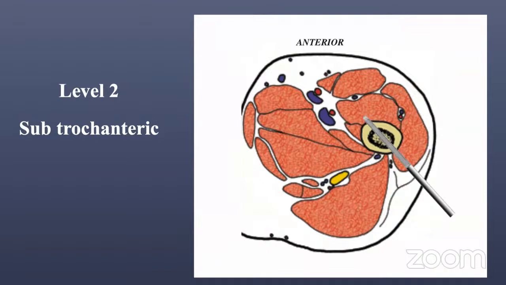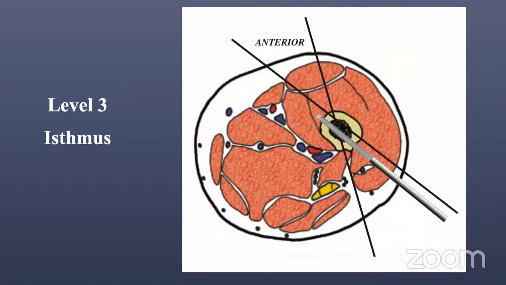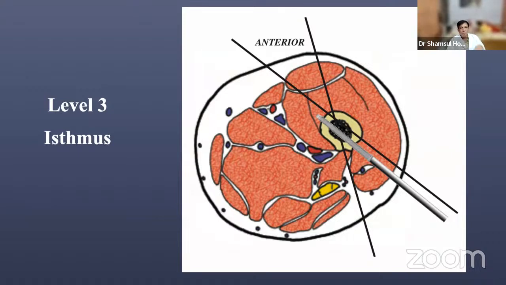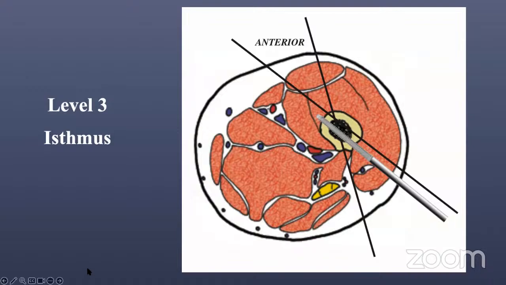Level 2 is that of the subtrochanteric area, and this area can accommodate 1 half pin, again starting posterolaterally and directed anteromedially, and remaining posterior to the vastus lateralis muscle. Level 3 is the level of the isthmus area, and this area can usually accommodate one full ring, and hence one can go for wire placement.